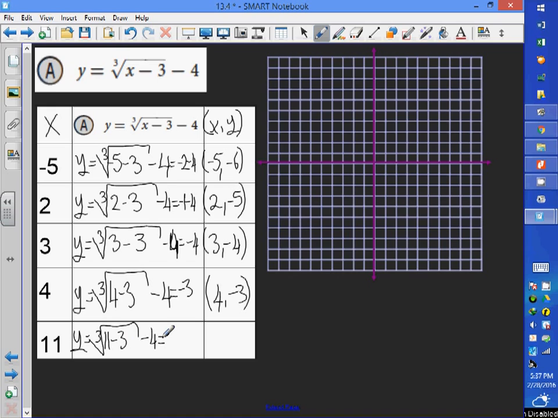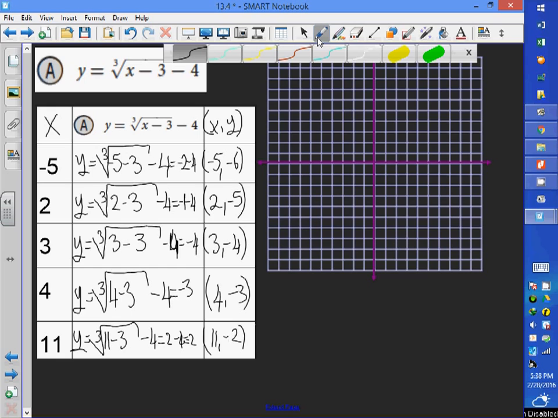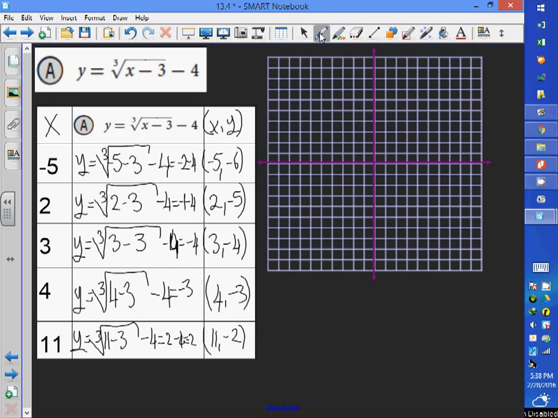Cube root of 8 is 2, as you remember from the first page. And 2 minus 4 is equal to negative 2. That means 11 goes to negative 2. Let's plug the numbers in on the graph. So negative 5 goes to negative 6.